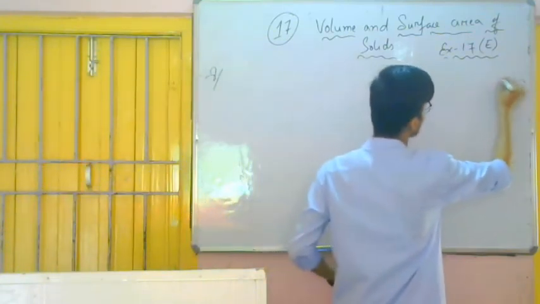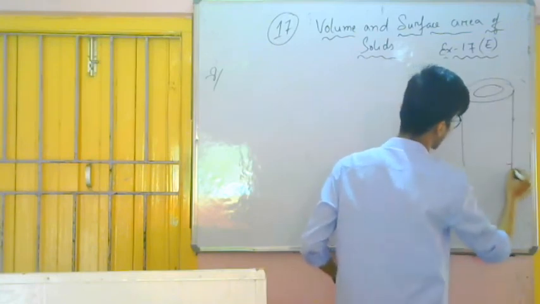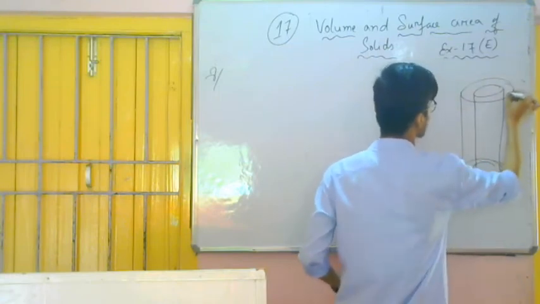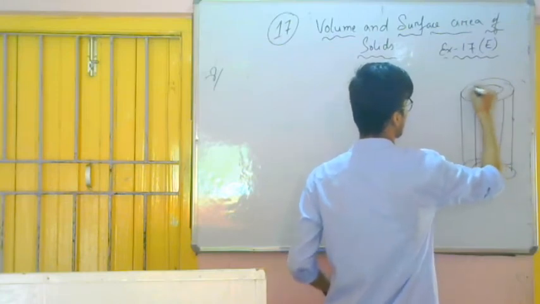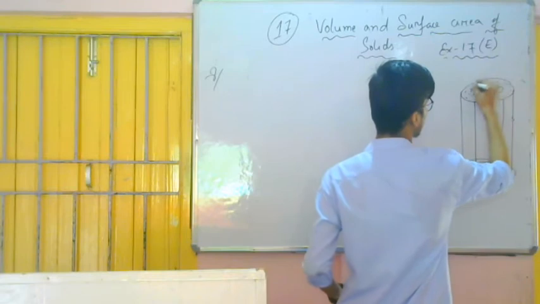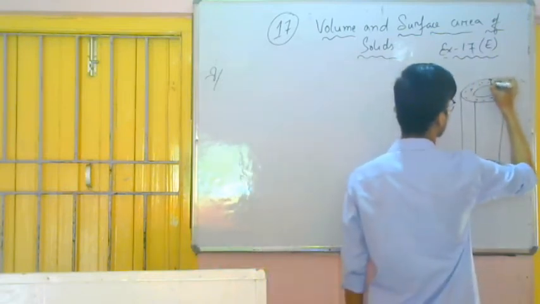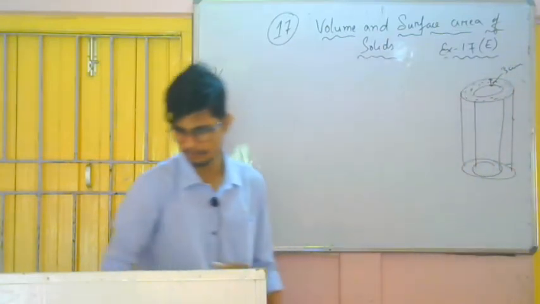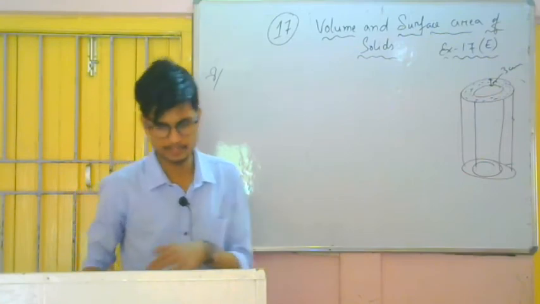So it is given like this cylinder. Like this. So the question is to find the volume of this metal. The thickness is given from here to here, it is 3 centimeter, and the external diameter is 56 centimeter.